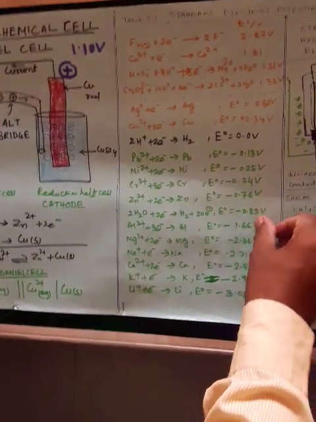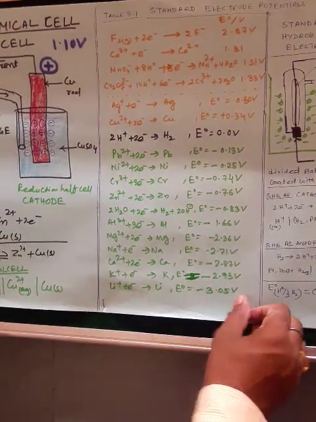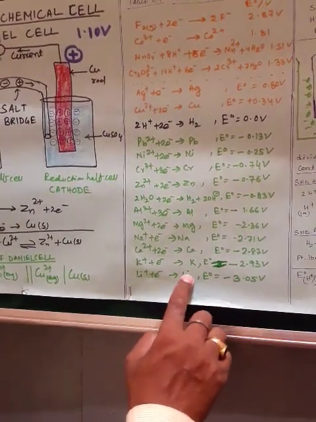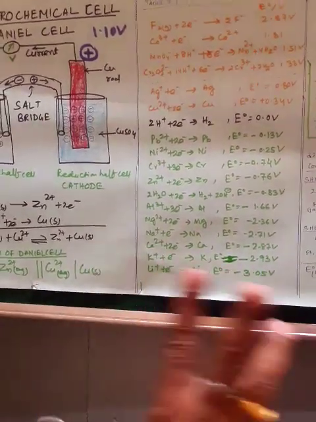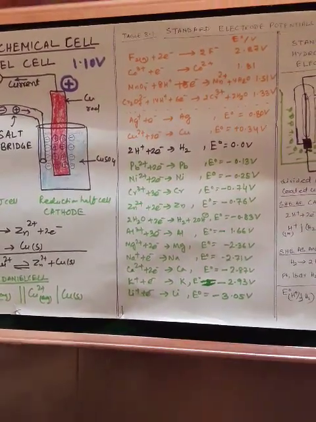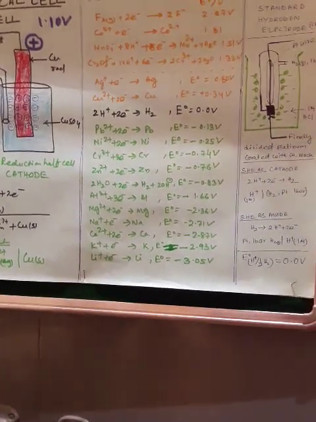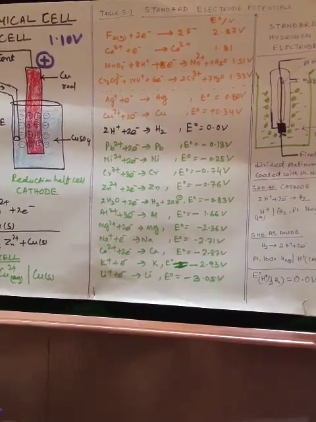That means the ones which have more and more negative standard reduction potentials are stronger reducing agents. So lithium is the strongest reducing agent in this world. There are three factors which govern the reducing character of an element. Number one is enthalpy of sublimation, second is enthalpy of ionization, and third is enthalpy of hydration.